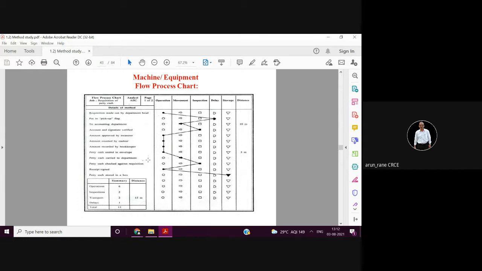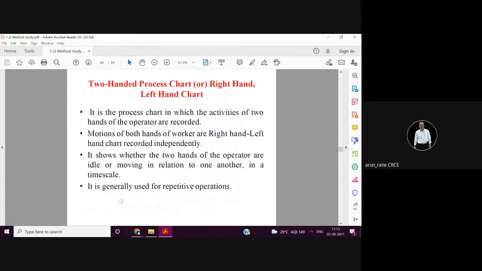I am certified. Then, once you reduce the distance, you also have to concentrate on this. Can I eliminate this inspection? Inspection is a waste activity. Can I eliminate this transport? Can I eliminate these delays? So these are the decisions. Once you make this chart, it becomes easy for engineers to take the decisions, right?